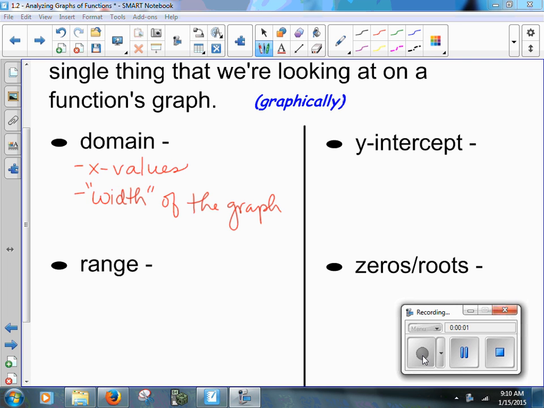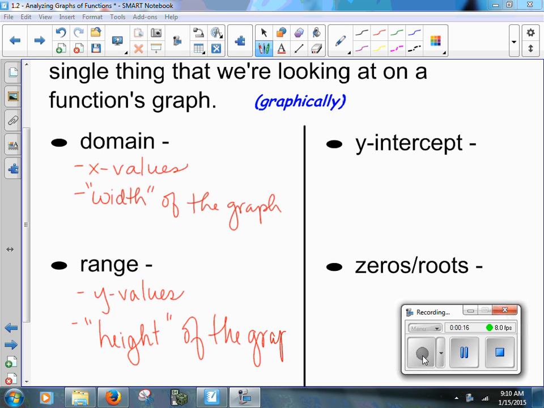Okay, x values with the graph. What am I going to put for range? Y values and height. The graph. Okay, the height of the graph. You got to get really familiar with that.